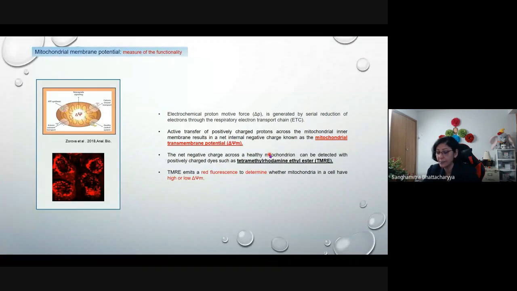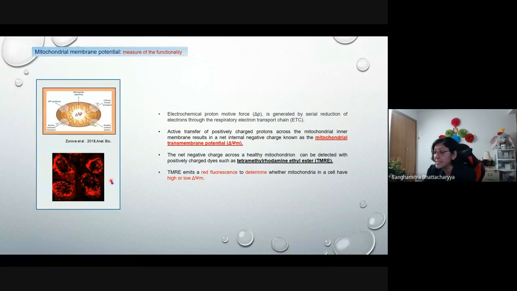So negative inside, positive outside. So of course, there is a difference in the potential, and that is termed as the transmembrane potential. Now, this net negative charge across the healthy mitochondria can be detected with positively charged dyes called tetramethylrhodamine ethyl ester, abbreviated as TMRE. This TMRE emits a red fluorescence. This is the mitochondrial labeling or the mitochondrial fluorescence that you are seeing. The black region is the nucleus, and you see this red fluorescing mitochondria around the nucleus.